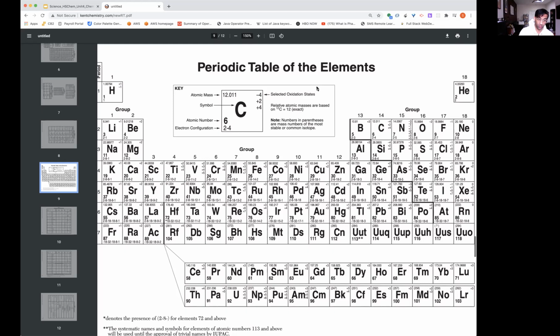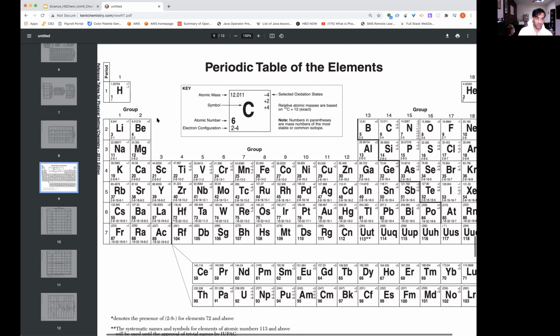So I'm going to take group 1, for example, and I'm going to go specifically to sodium over here. We can see the electron configuration of sodium. What this would mean in the first place is that I'm going to annotate a little bit here. If I had an atom of sodium, let's say that here's my nucleus in red.